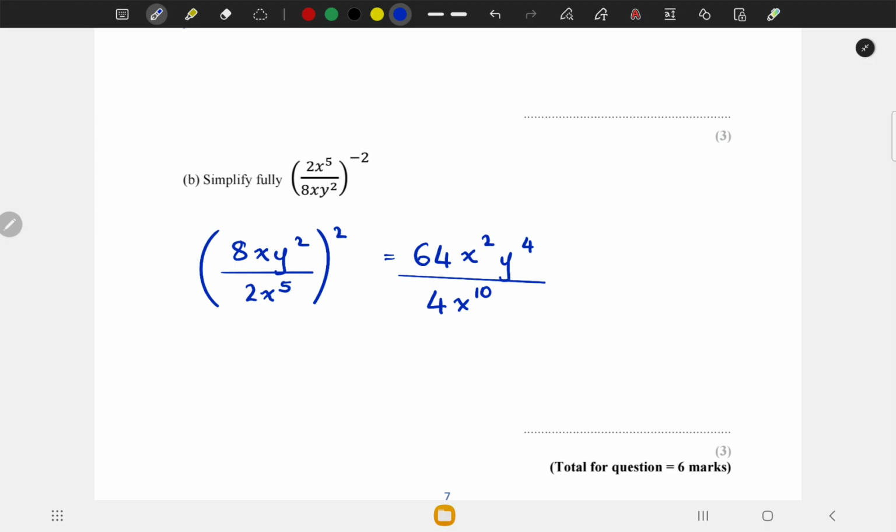Now remember, the question expected me to simplify fully. So you could have decided to simplify before working on the brackets. For instance, you could have done 8 divided by 2 to give you 4. You could have simplified the x's as well, but I didn't see that earlier, so I can go ahead and simplify it now. 64 and 4 are divisible, leaving me with 16. And because I have x as a base over here, and the base in my denominator is larger, I will remain with x in the denominator. I simply subtract 10 and 2 to give me 8. And that there is my final answer. It cannot be simplified any further.